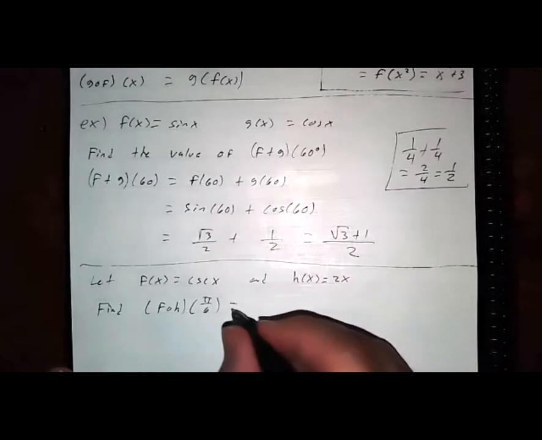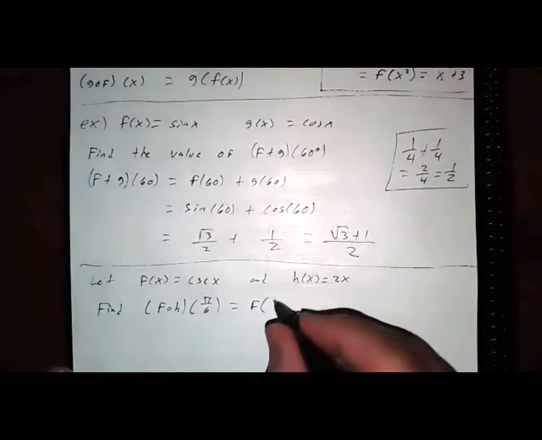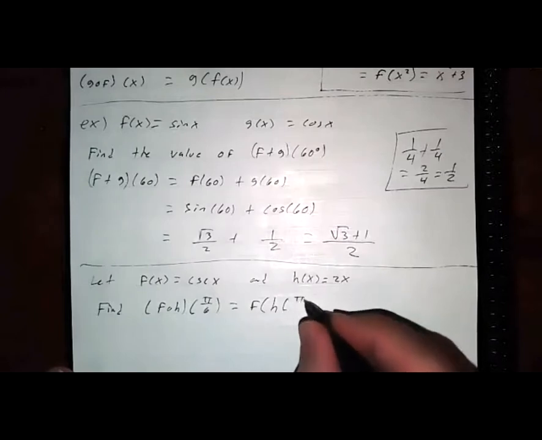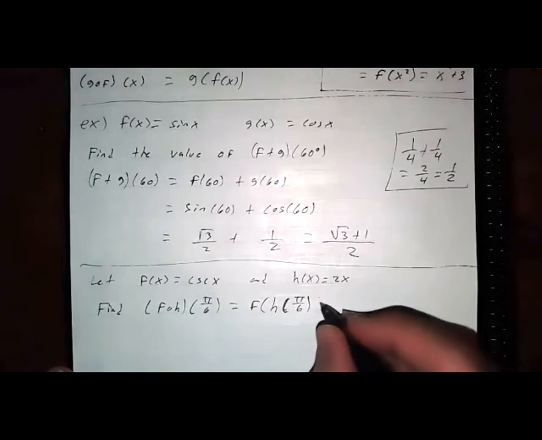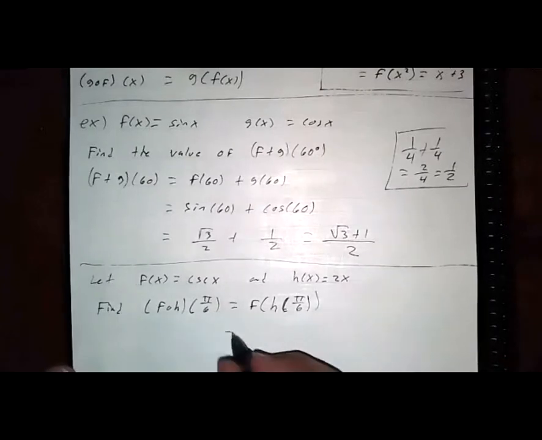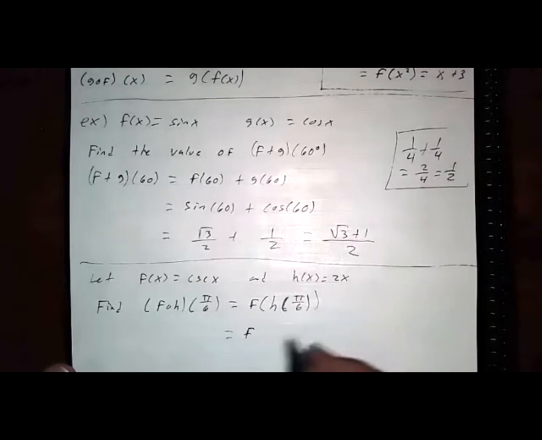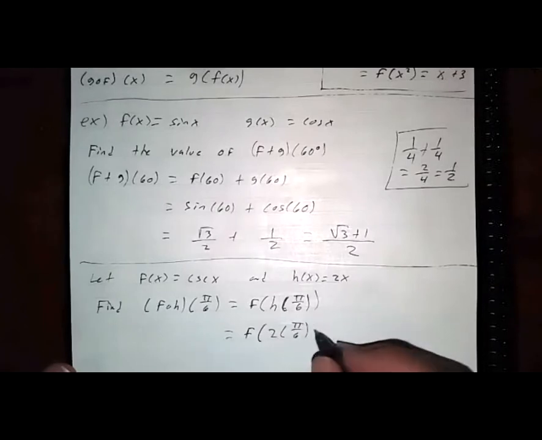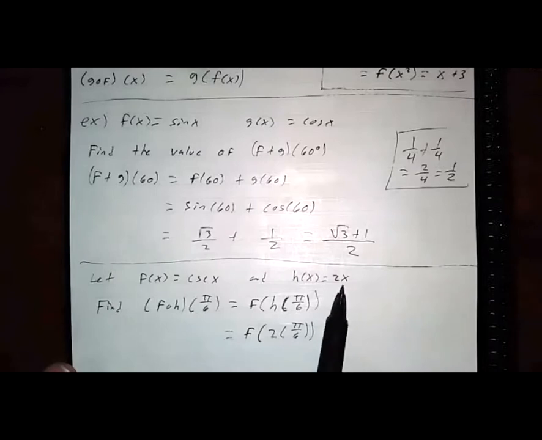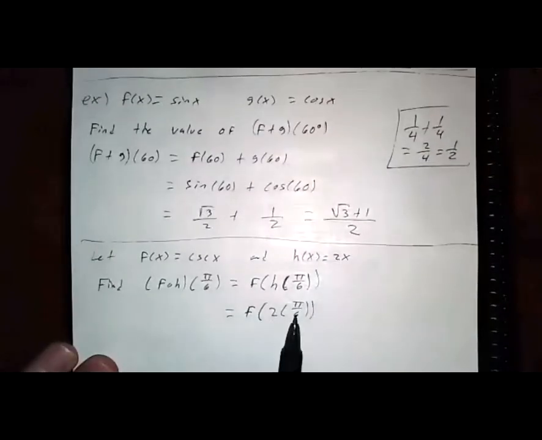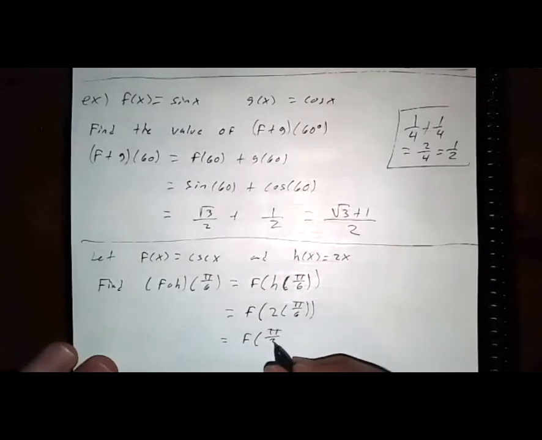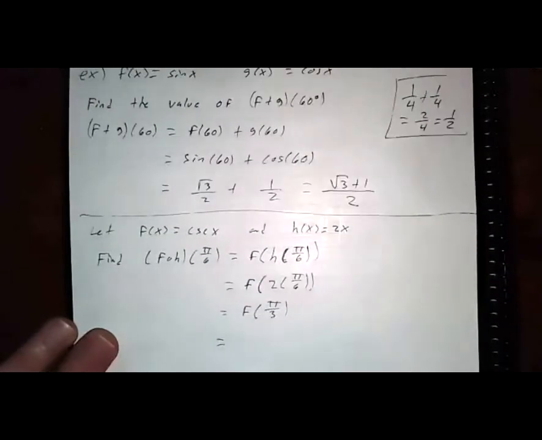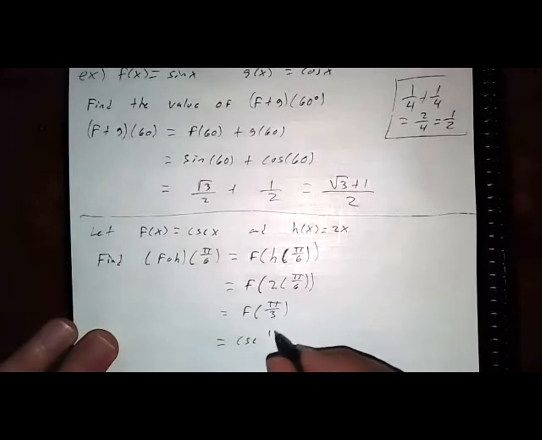So that means, using the notation I showed you, it means f of h at pi over 6. So you can write it more clearly and say, well, h is 2x, so that would simply be f of 2 times pi over 6, right? Because I'm plugging that in here. 2 times pi over 6 is pi thirds, so we're really doing f of pi thirds. Cosecant of pi over 3.